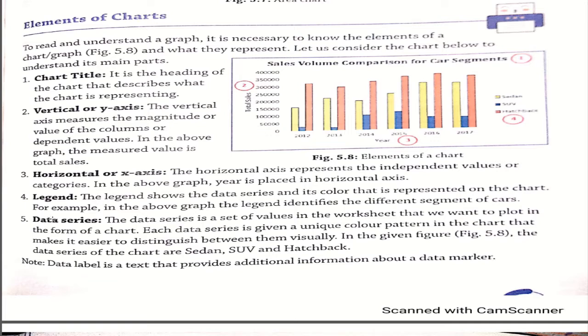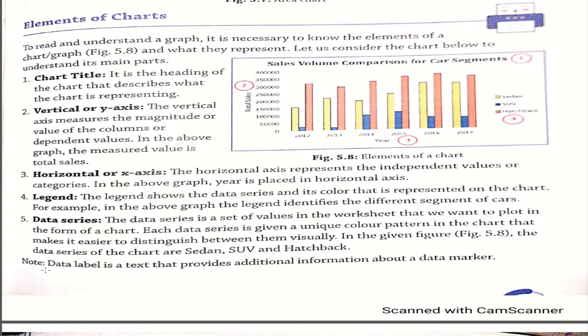What do you mean by data series? The data series is a set of values in the worksheet that we want to plot in the form of a chart. Each data series is given a unique color pattern in the chart that makes it easier to distinguish between them visually. In the given figure, you can see the data series of the chart are what? Sedan, SUV and hatchback. So these are being categorized in other colors.